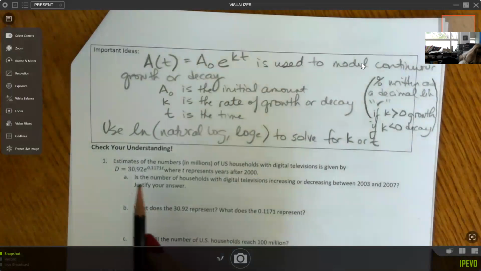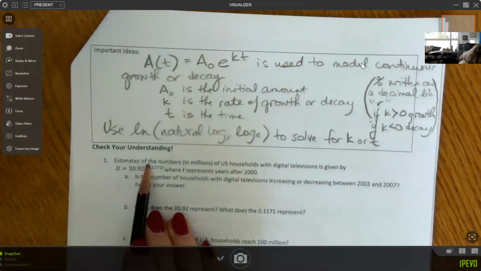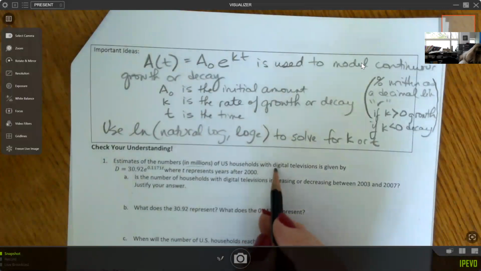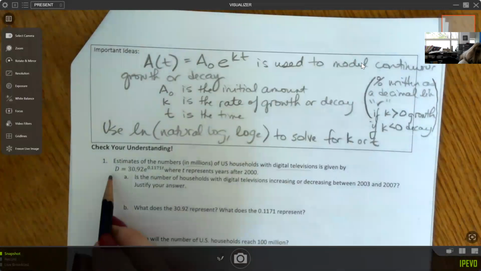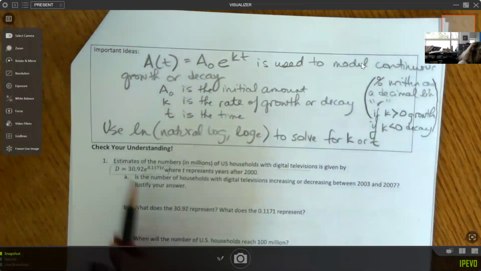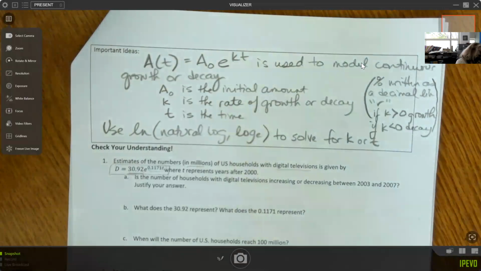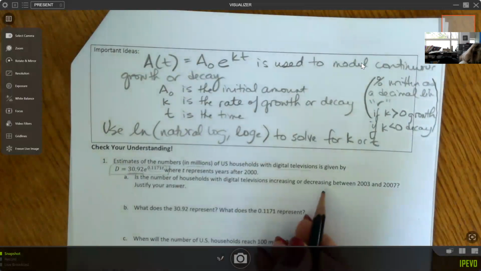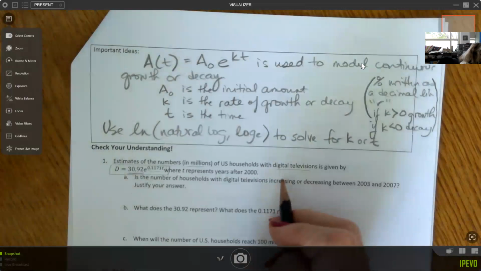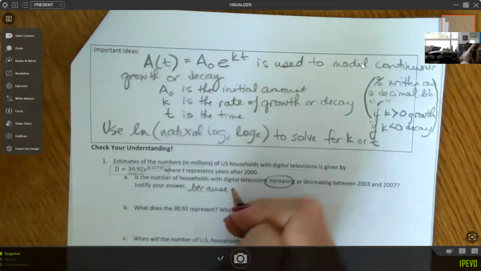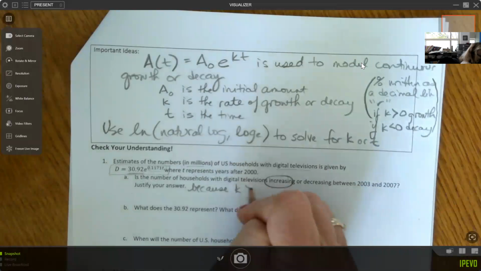They say estimates of the number in millions of US households with digital TVs is given by this formula. Okay, so here's my initial amount. My K is 0.1171. It's positive. The number of digital TVs is growing. And is it increasing or decreasing? It's increasing, right? Because the K is greater than 0. So that is growth.